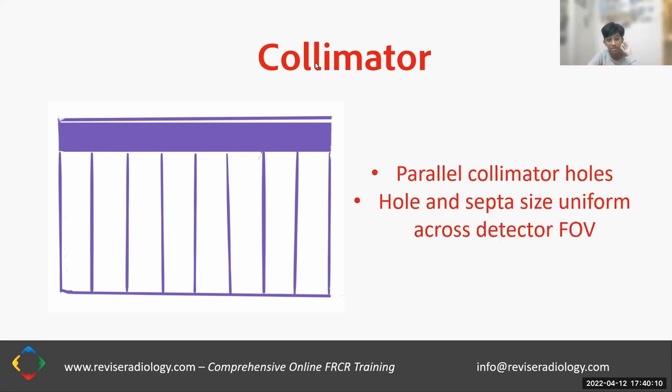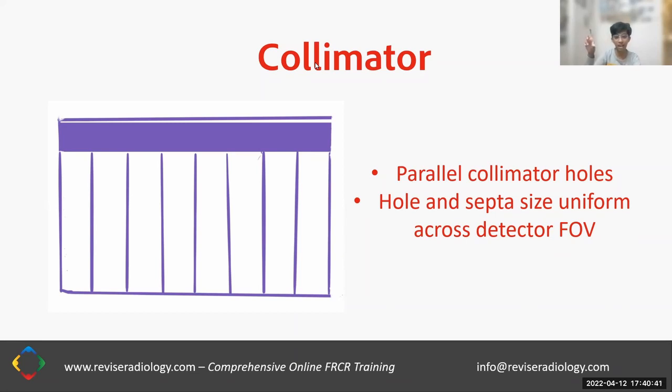So what is the ideal collimator design for this type of imaging? You want parallel collimator holes. You want the hole and the septa size to be uniform across the detector field of view. So what does this mean? We know that the collimator consists of two things. The collimator consists of the holes within the collimator. It also consists of the material which is separating these holes from each other. That's called the septa.